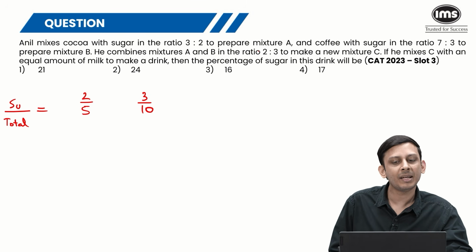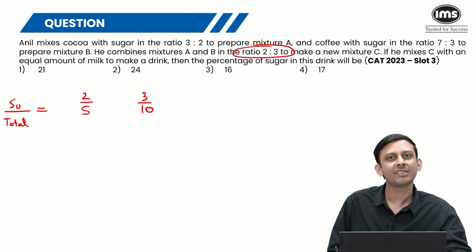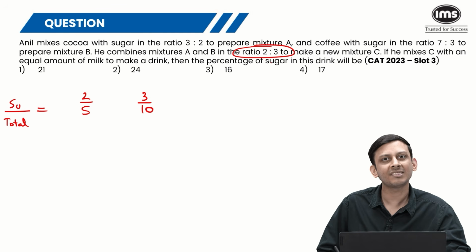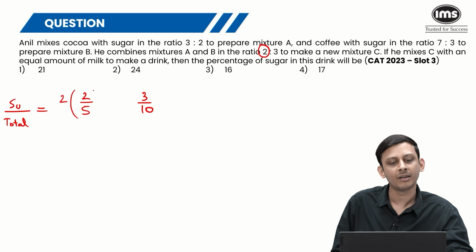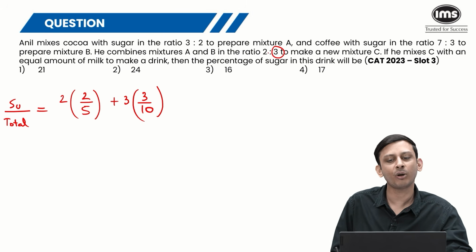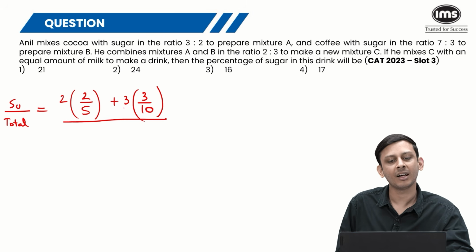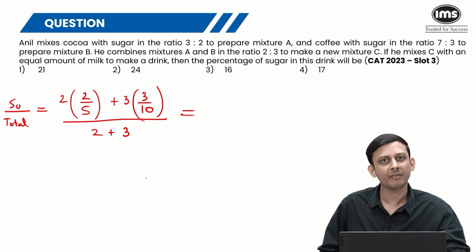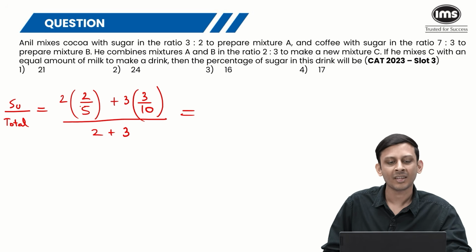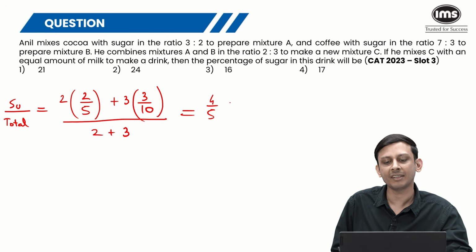And then A and B are being mixed in the ratio 2:3. So this is nothing but a weighted average, where we are mixing them with weights 2 and 3. So if we use the weighted average formula, we will have for mixture A a weight of 2 and for mixture B a weight of 3. And then of course we have to divide by the sum of the weights. We have to divide by 2 plus 3, which will be 5. Now this calculation is not very difficult, but we still have to deal with fractions, so it's not very convenient. If we calculate, we'll get (4/5 + 9/10) upon 5.